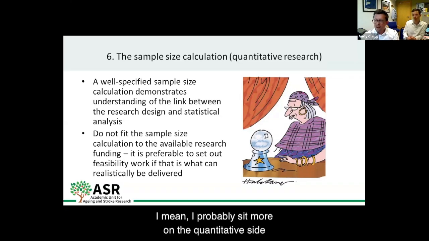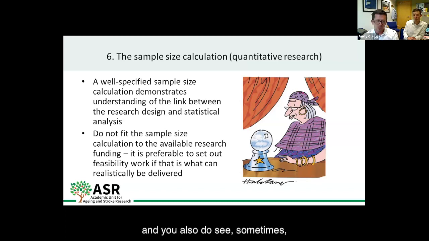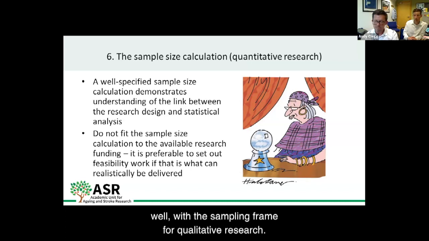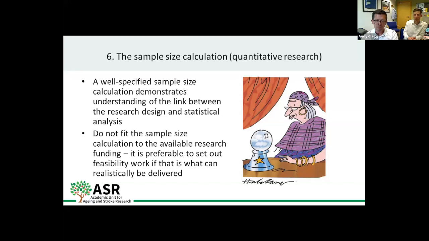I probably sit more on the quantitative side in terms of my methodological expertise, which spans quite a range of areas, including clinical trials, routine data research, and applied epidemiology. But a lot of the research that we do is mixed methods, and you also see sometimes difficulties with the sampling frame for qualitative research. People have set out a sampling framework that just has too many elements for the number of participants they are setting out to recruit. So that does link through to the qualitative research as well.